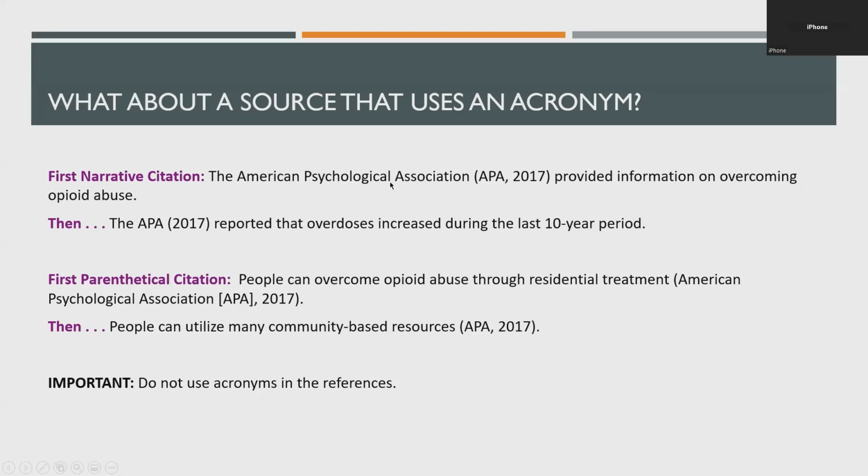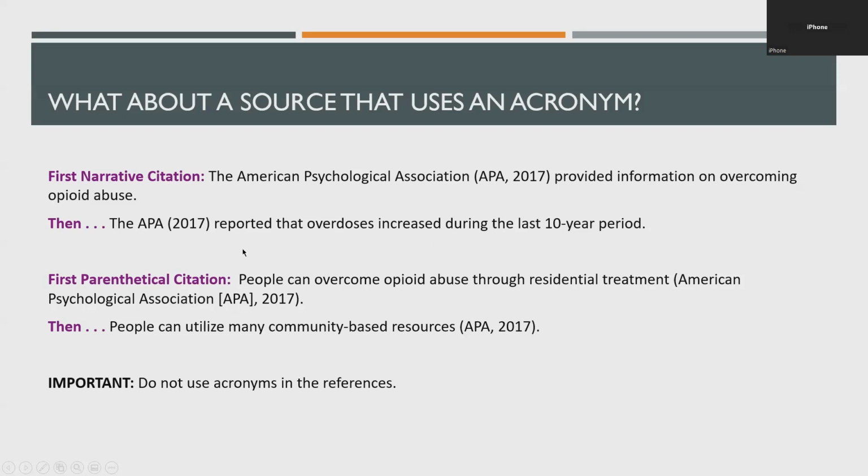So again, the first time that you mention a source that is normally an acronym, spell it out. You capitalize all the major words in the name, American Psychological Association. We clarify for the reader that in the future, we're just going to abbreviate that. And then every other time that I mention the APA, I can just use the acronym.